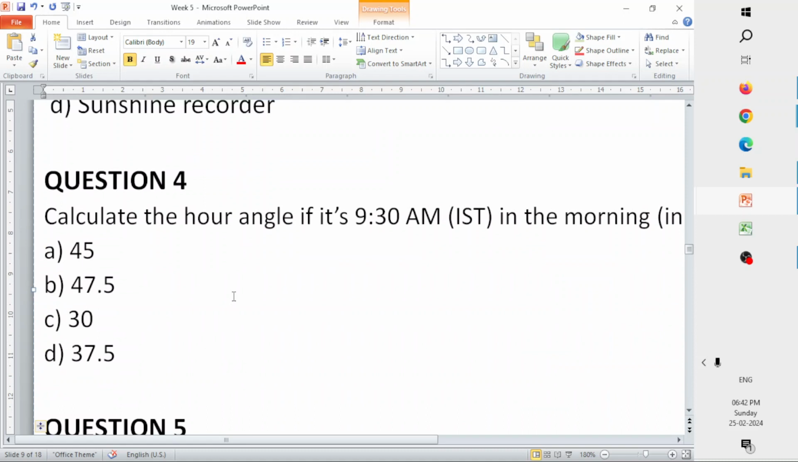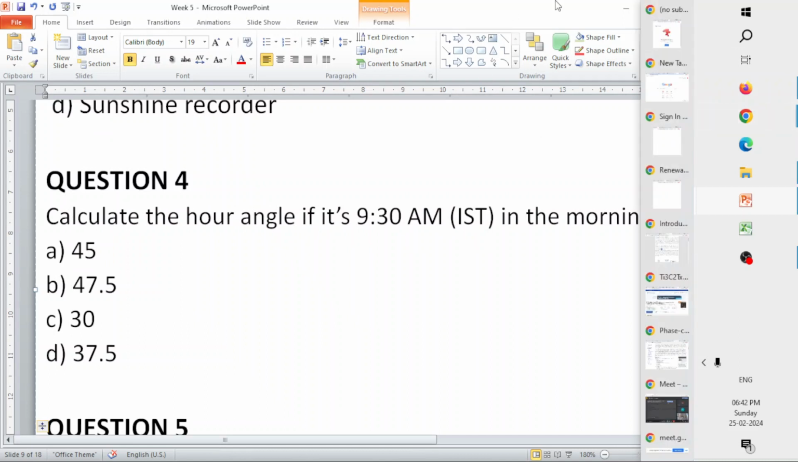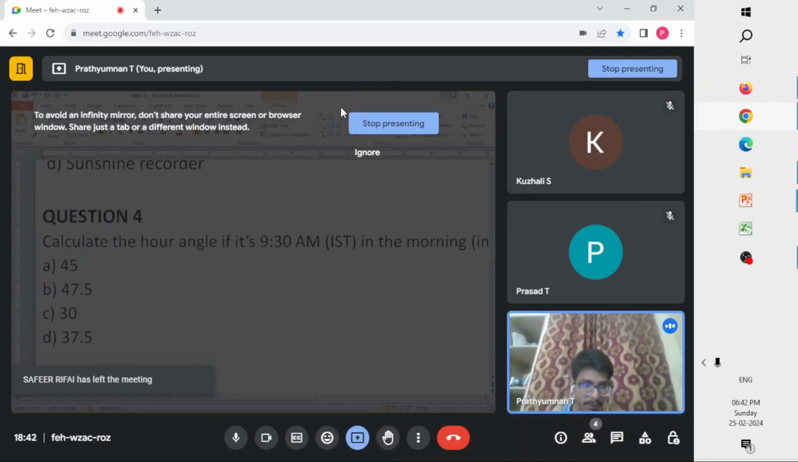This is again a simple one, but usually we deal with either 10 a.m. or 11 a.m. We do not deal with half hours like 9:30 a.m. IST in the morning. So let's just calculate this here. Calculate the hour angle if it's 9:30 a.m. IST in the morning. Calculate it in degrees. I hope I will be able to receive some answers for this question. Calculate the hour angle at 9:30 a.m. IST in the morning hours.